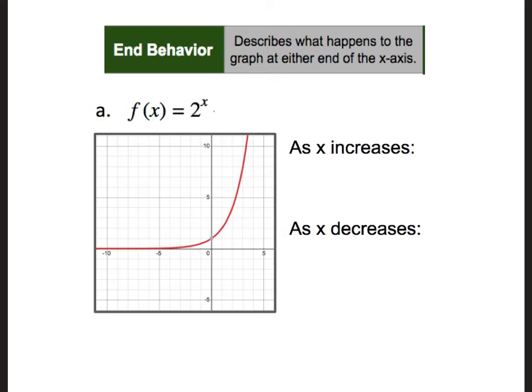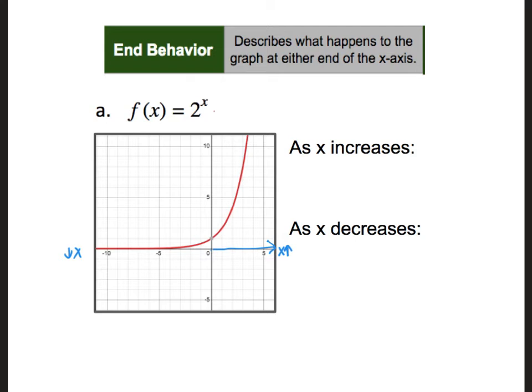We need to describe what happens to our graph at either end of the x-axis. What I like to notice and to write on my paper is that over here, my x's are increasing, because as I go across here, they get bigger and bigger. We go from 1 to 2 to 3 to 4 to 5. On this end, my x's are decreasing. I know that because we go from 0 to -1 to -5 to -10. They keep getting smaller and smaller and smaller.